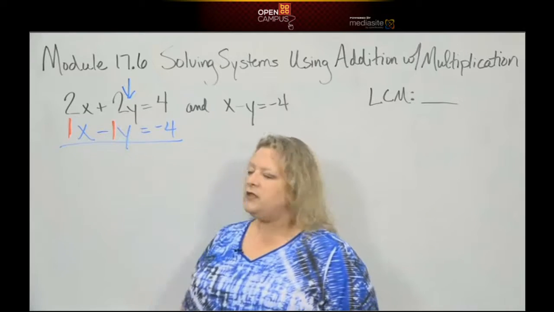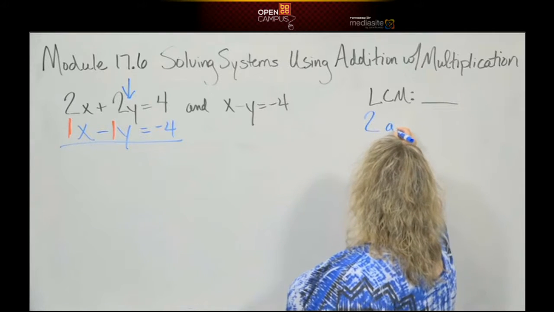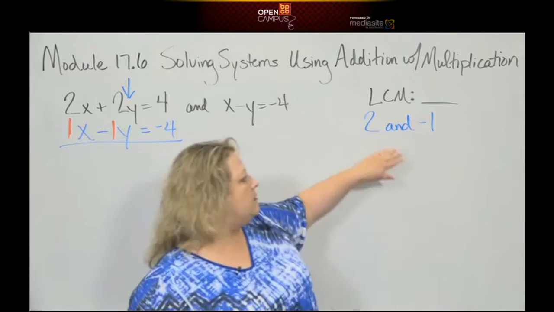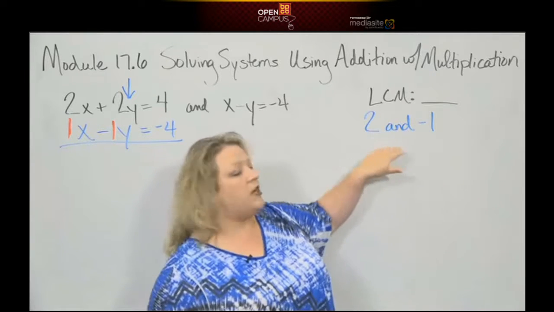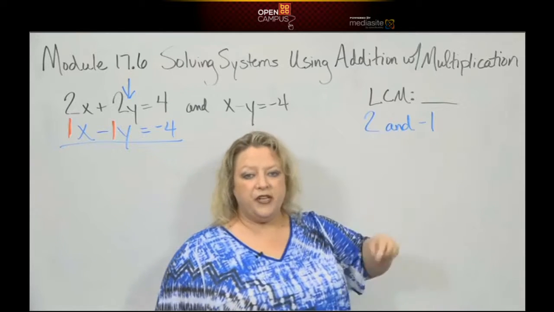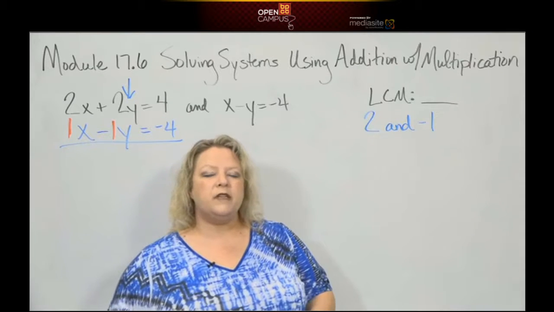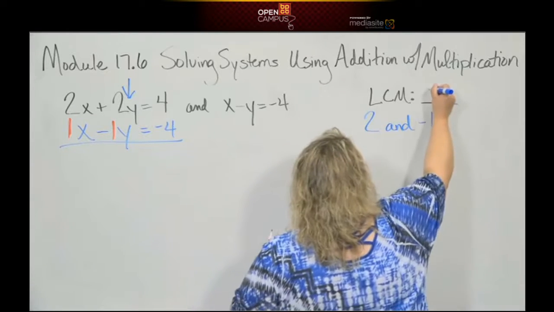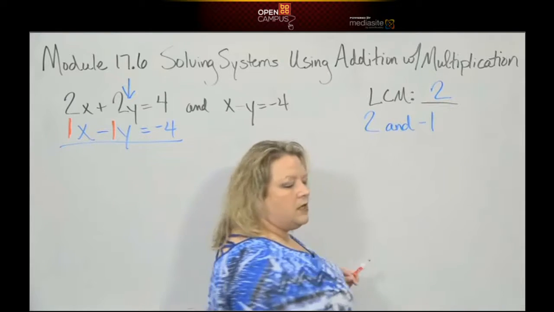In order to do that, I have a positive 2 and a negative 1. If I want to eliminate these two, I need one to be a positive number, one to be a negative number, which I've got. But then I need them both to be the same digit. In order to do that, what is my least common multiple? What is the smallest number that both of these will divide into? It's a 2, right? 2 divides into 2, 1 divides into 2.